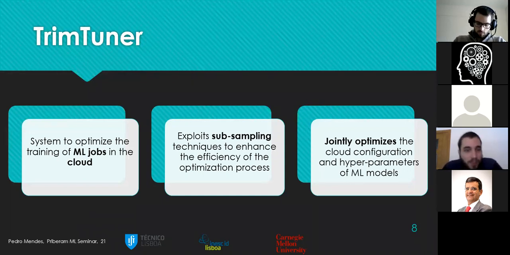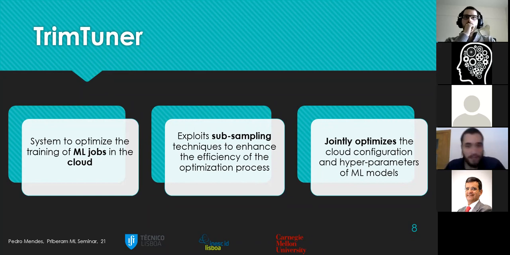In this context, we present TrimTuner. TrimTuner is a system to optimize the training of machine learning jobs in the cloud. It exploits subsampling techniques in order to enhance the efficiency of the optimization process. TrimTuner deploys the model using subsampled datasets, training with less data in order to reduce the training time and therefore the costs that the user needs to pay in the cloud. TrimTuner also jointly optimizes the cloud configurations and the hyperparameters of the model, so it is able to recommend the optimal configurations.